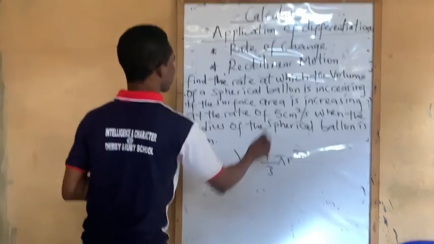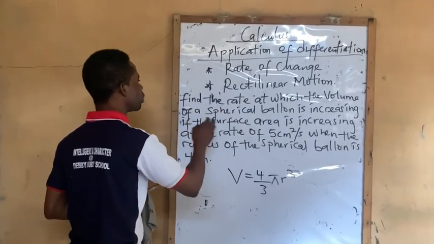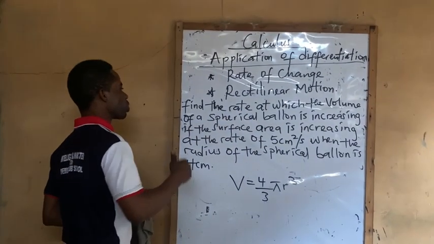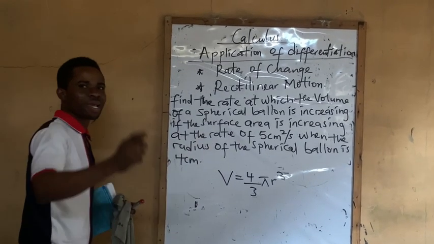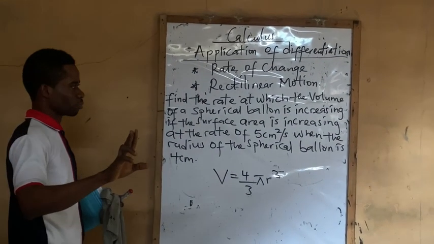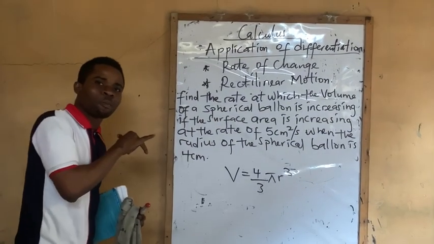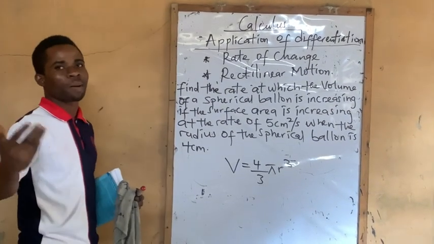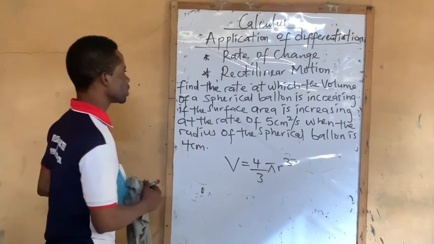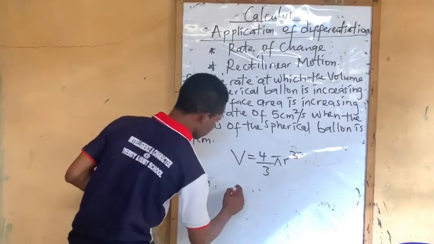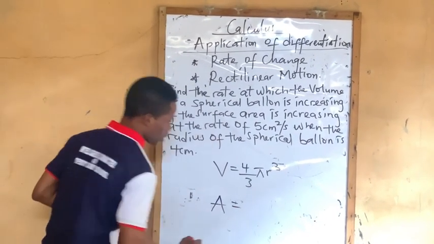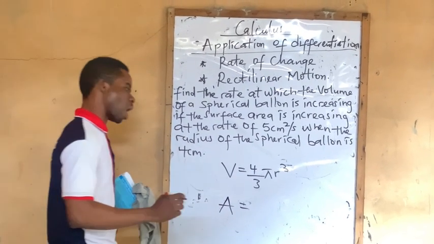Now when you continue again, find the rate at which the volume of a spherical ball is increasing if the surface area. They talk about two things here. They talk about the area and they talk about the volume. In the former one we did, they only talk about the area of the circle. That means, what is the surface area of a sphere? That is 4 pi r squared.